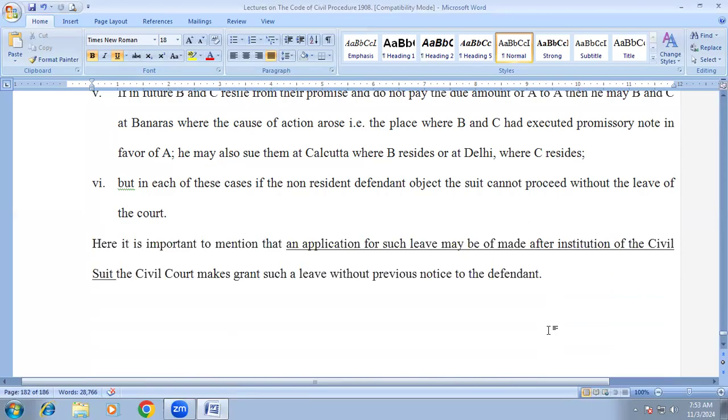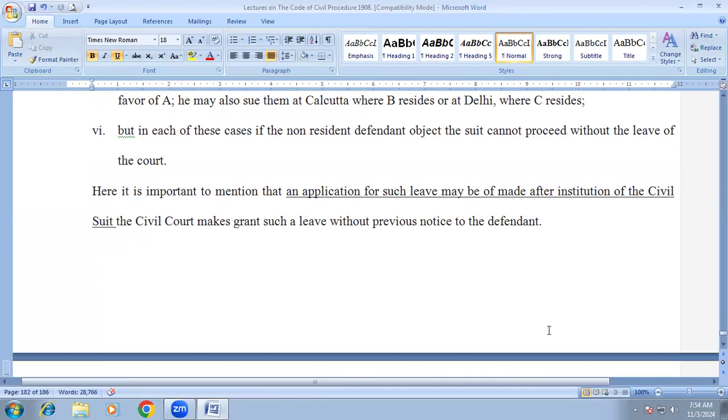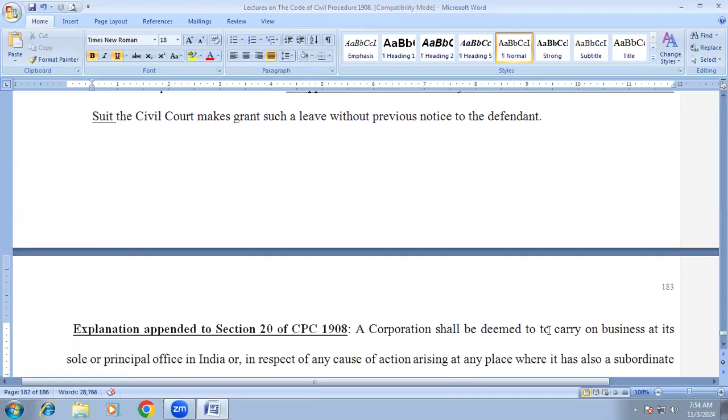It is not necessary that before the institution of the civil suit, the permission of the court is to be taken. Say there is one non-resident defendant and I am going to file the civil suit against him. The civil suit can be filed within the court, and thereafter the application for leave can be given to the court seeking the permission to continue the civil suit. Even the civil court can give the permission without notice to the defendant if the civil court thinks fit.